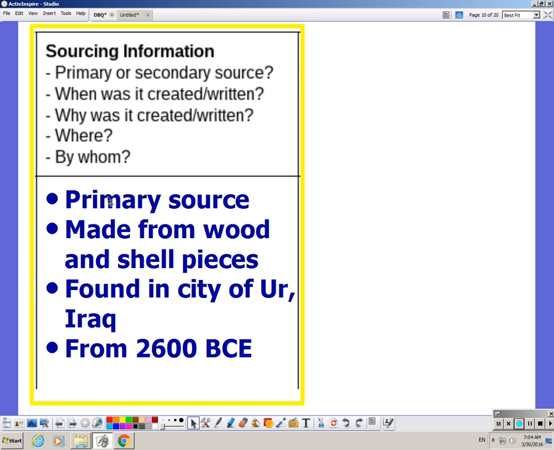So the standard of Ur, this is a primary source. I have the information that it was made out of wood and pieces of shell. It was found in the city of Ur in Iraq, and it's from the year 2600 BCE, so I'm filling in this information on my chart.